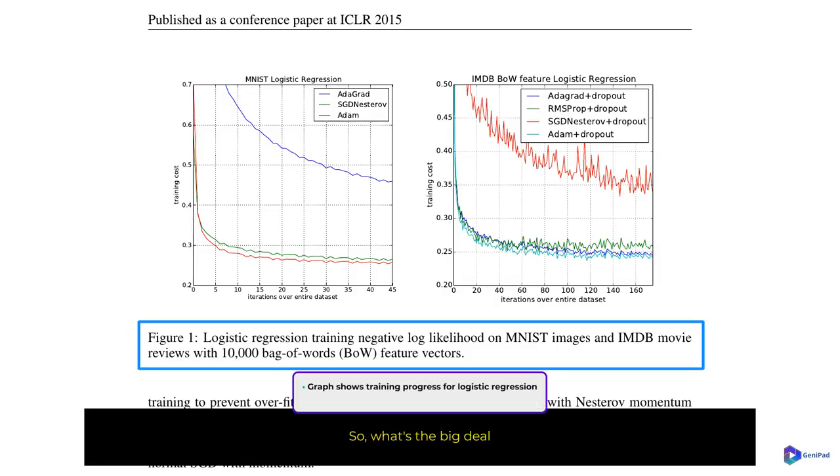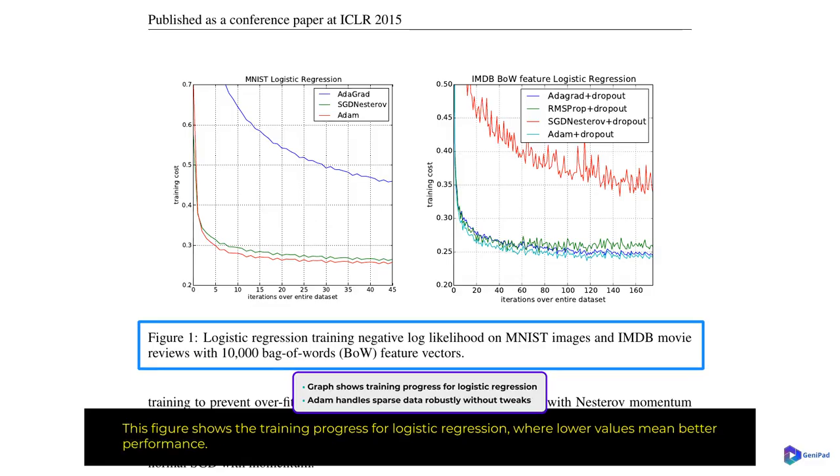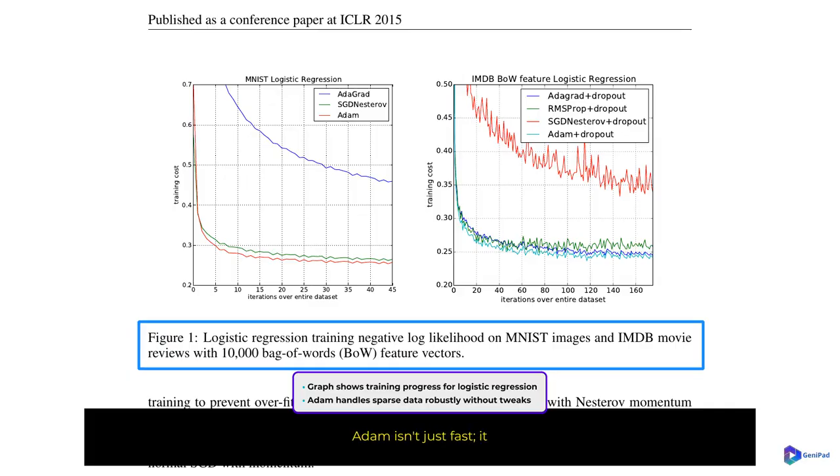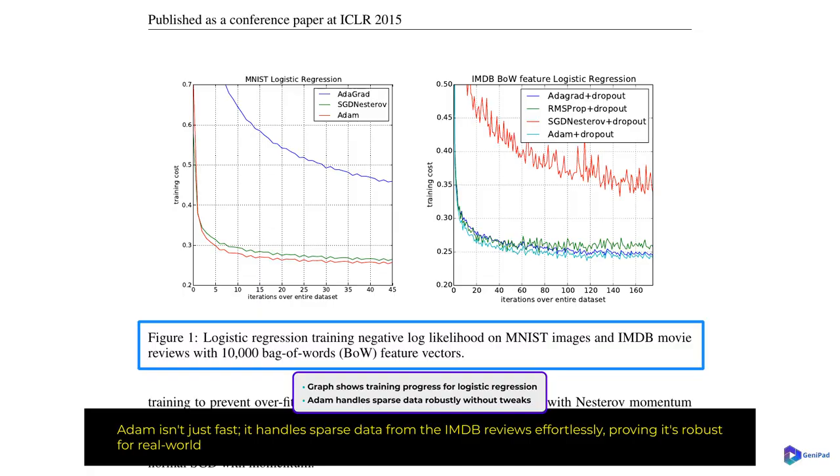So what's the big deal here? This figure shows the training progress for logistic regression, where lower values mean better performance. Adam isn't just fast. It handles sparse data from the IMDb reviews effortlessly, proving it's robust for real-world tasks without needing extra tweaks.